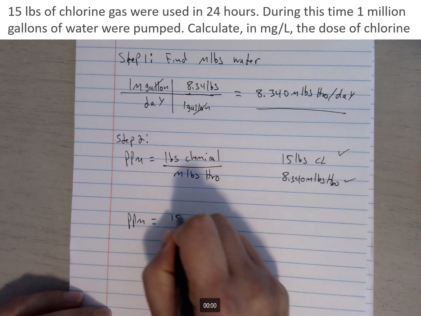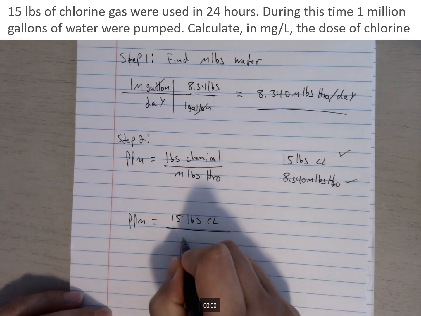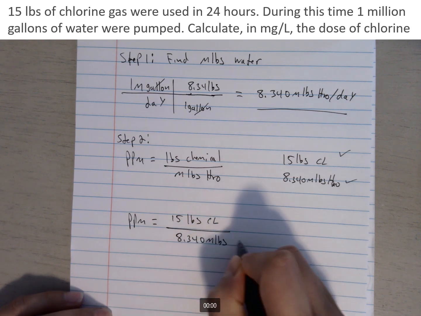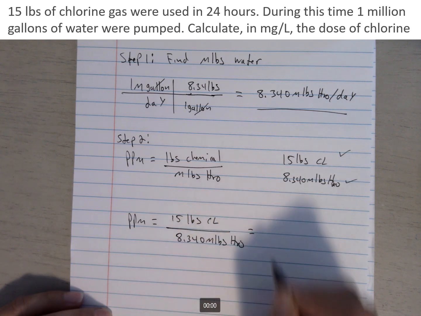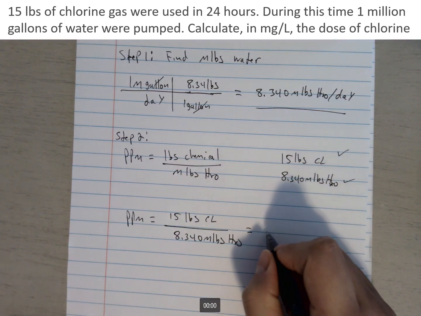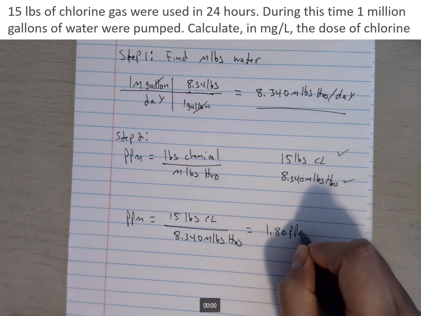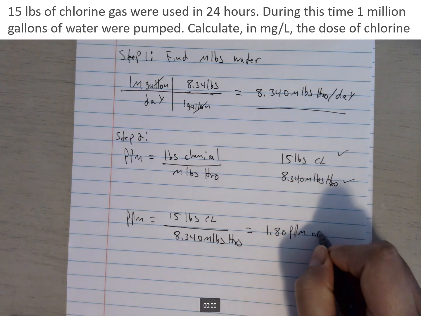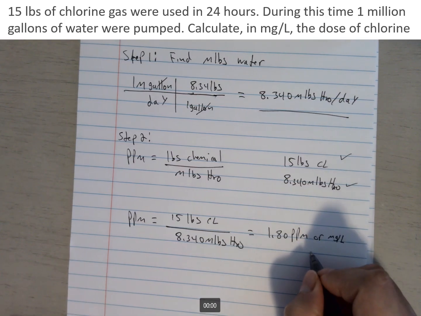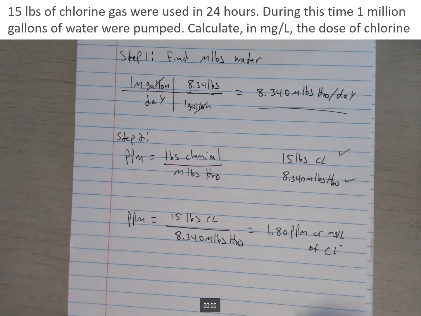Concentration: 15 pounds chlorine divided by 8.340 million pounds of water, to give us 1.80 parts per million, or milligrams per liter, same thing, of chlorine. And that's our answer.